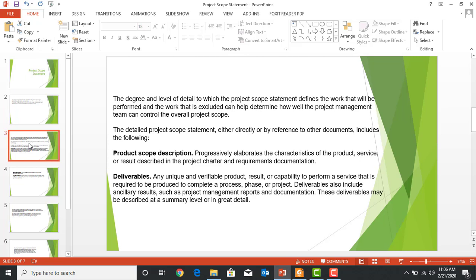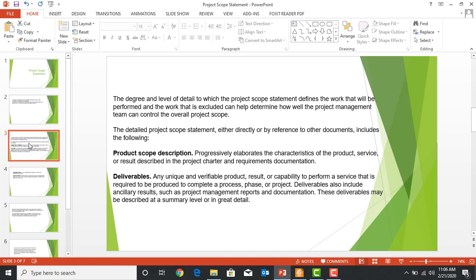Now, the degree and the level of detail to which the project scope statement defines the work that will be performed and the work that is excluded can help determine how well the project management team can control the overall project scope. So when we are defining the project scope, we should know what will be included in our project, what work we are going to perform, and what is excluded from our project. So both things are taken into account.